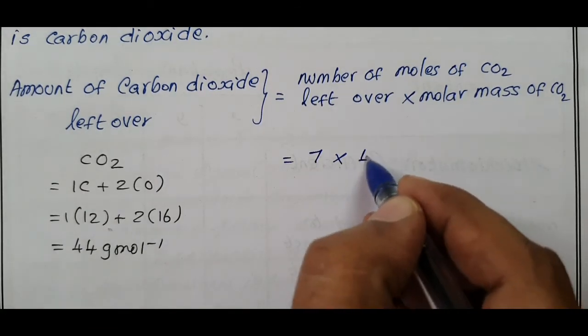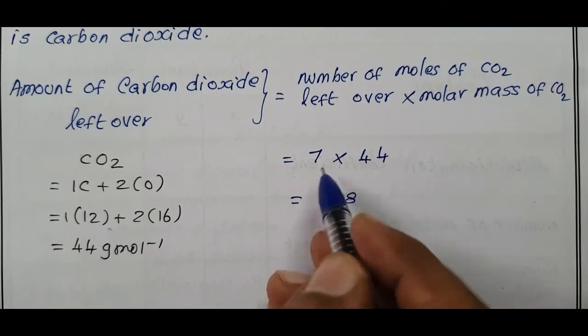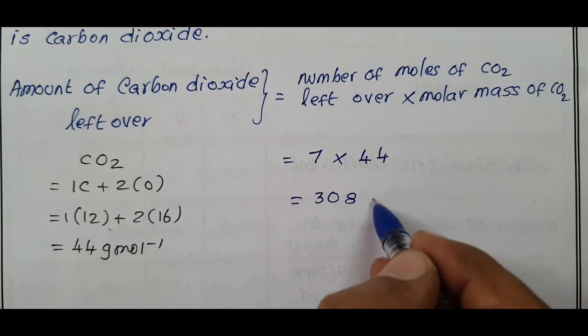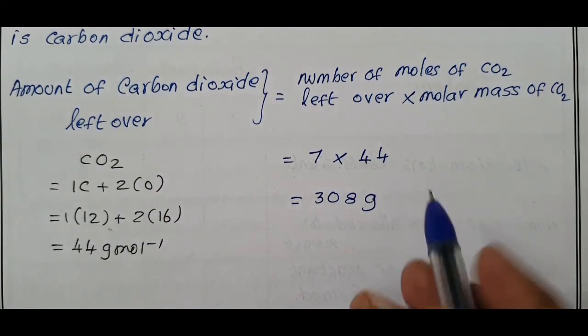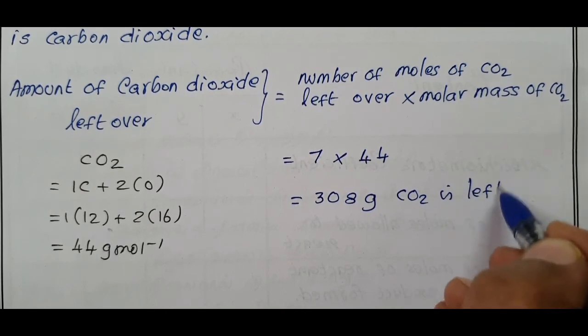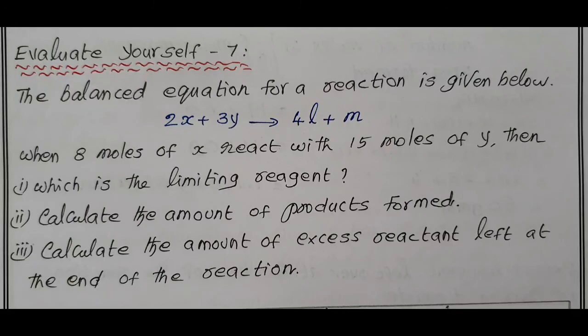7 into 44 equal to 7 into 4 are 28, remaining 2, 28 plus 2 equal to 30, 308 gram of carbon dioxide is left over. This is our excess reagent we know. Come to evaluate yourself 7.